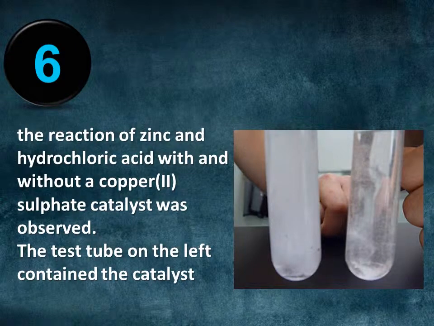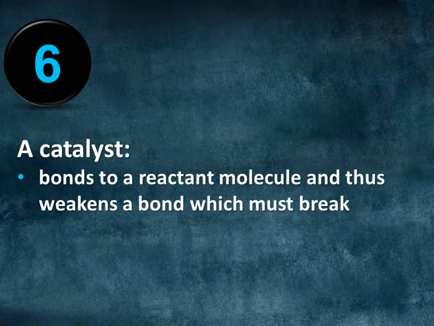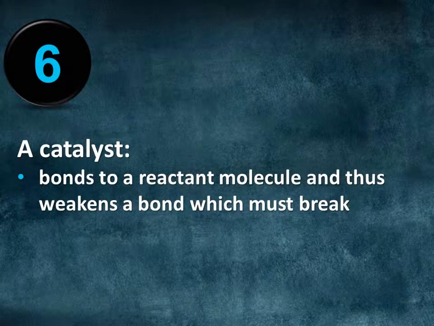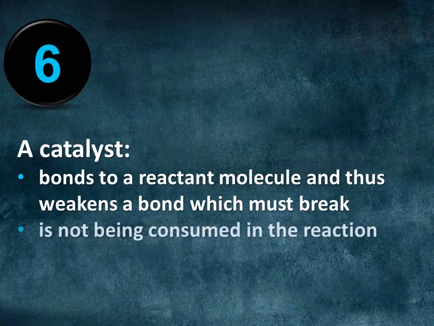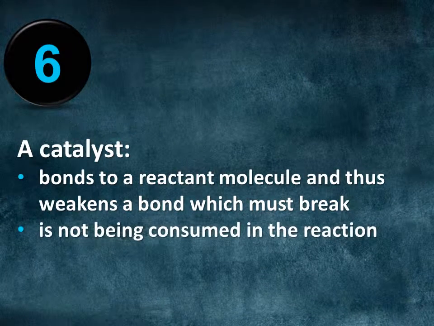The test tube containing a catalyst had a faster and more vigorous reaction. A catalyst alters the rate of reaction by bonding to a reactant molecule, and thus weakening a bond which must break for the reaction to take place. A catalyst is not being consumed in the reaction.